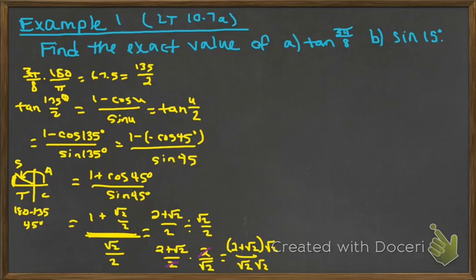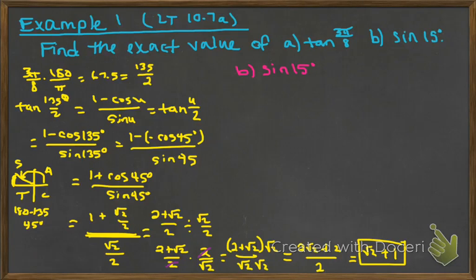Now keep in mind that top is a quantity, so I have to multiply everything on top, meaning I'm going to get 2 square roots of 2 plus 2 all over 2. Well, then 2 goes into everything, so then I've got the square root of 2 plus 1 over 1. So there is my answer to that first problem, the tangent of 3 pi over 8.